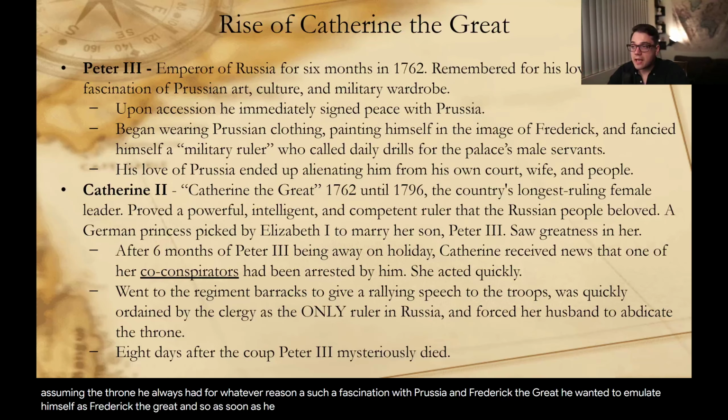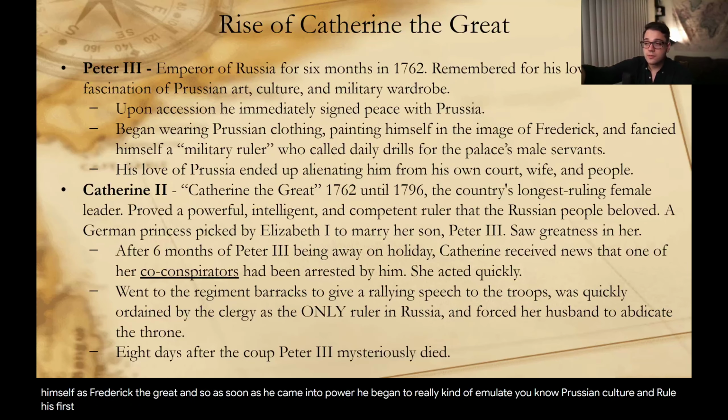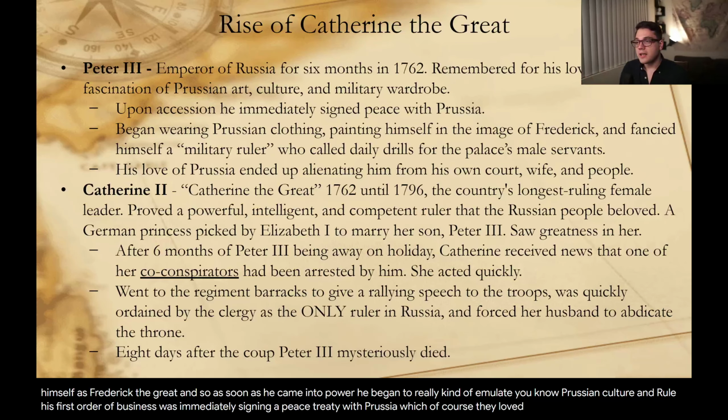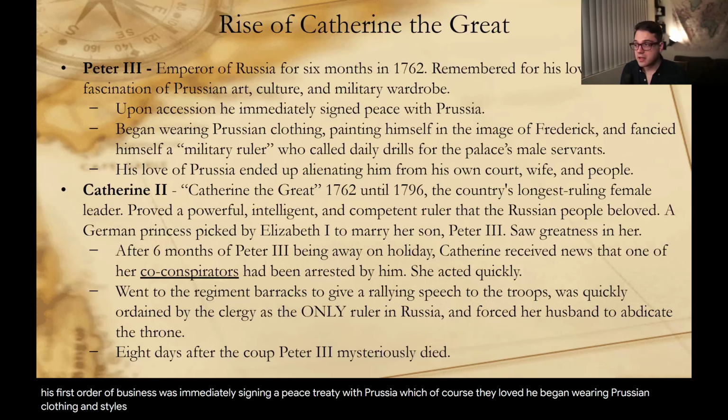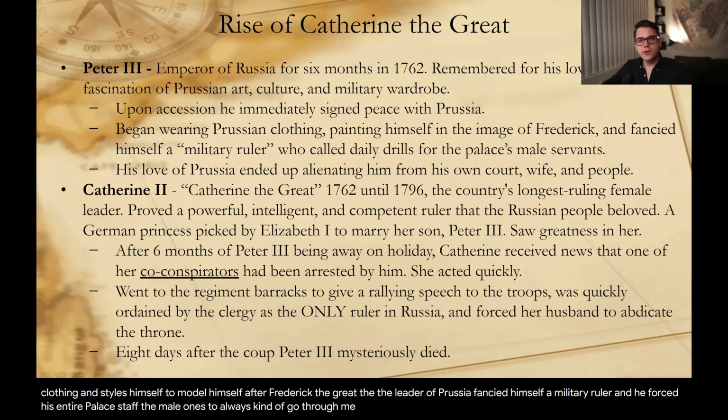And so as soon as he came into power, he began to really emulate Prussian culture and rule. His first order of business was immediately signing a peace treaty with Prussia, which of course they loved. He began wearing Prussian clothing and styles himself to model himself after Frederick the Great, the leader of Prussia. Fancied himself a military ruler, and he forced his entire palace staff, the male ones, to always go through military-style drills. So he fancied himself a military ruler, quote unquote.